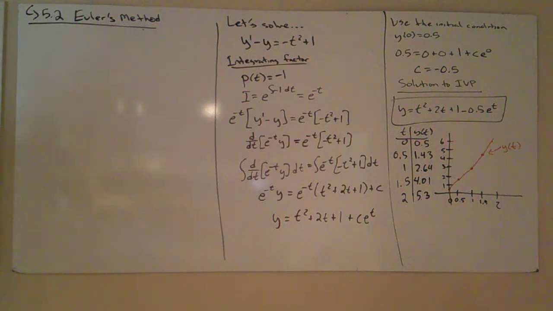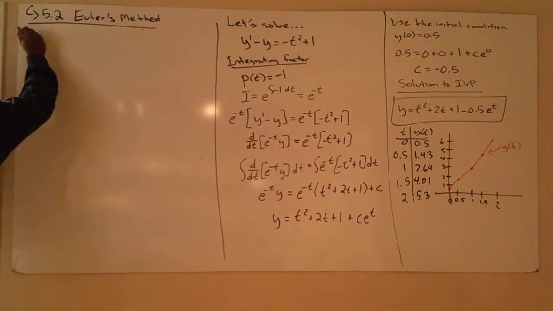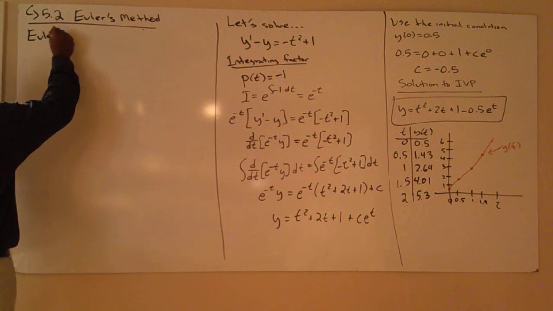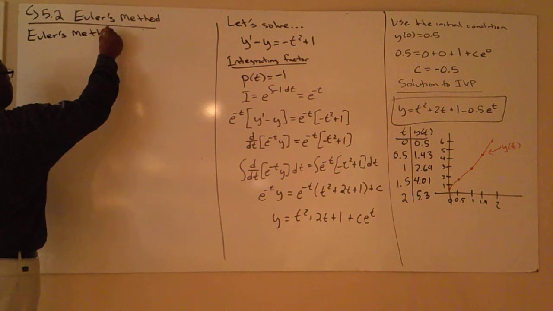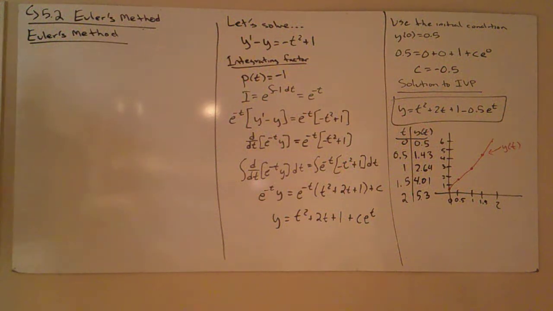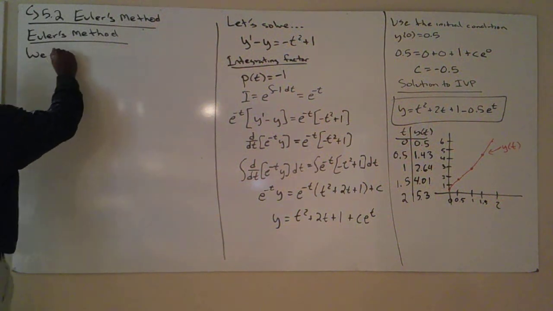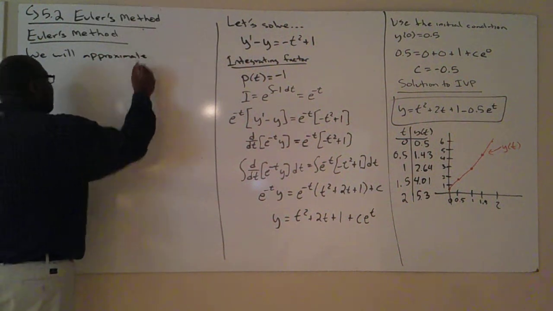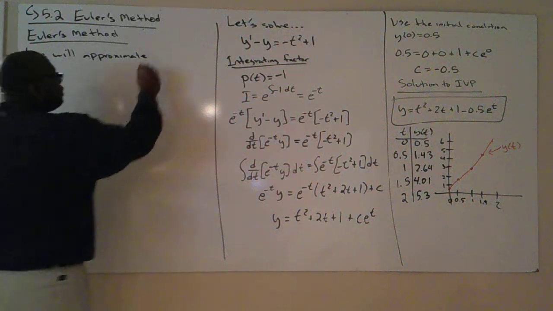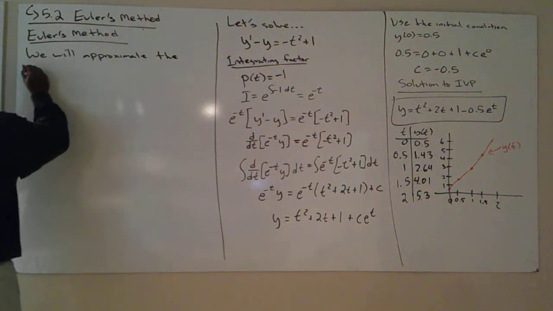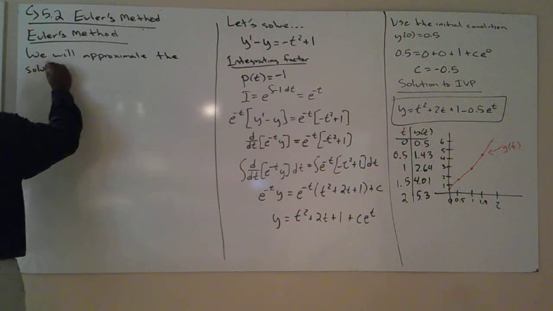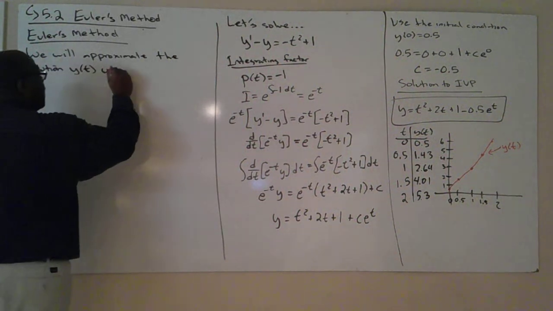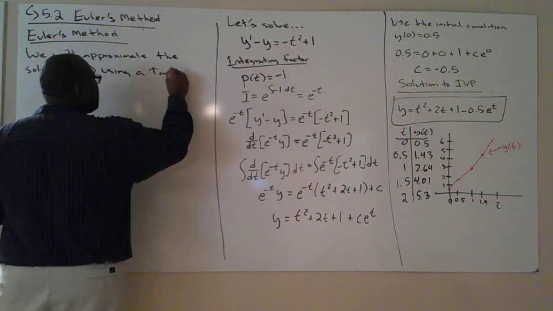So let's get started. Let's talk about Euler's method. What we're going to do is approximate the solution using a Taylor series. This is going to help us extend to the idea of Taylor's method later. Approximate the solution y of t using a Taylor series.